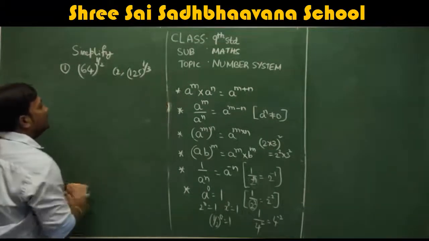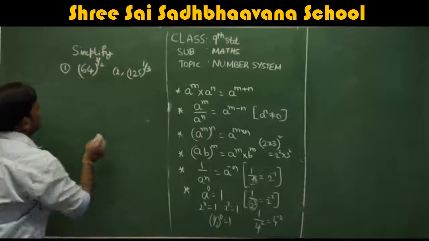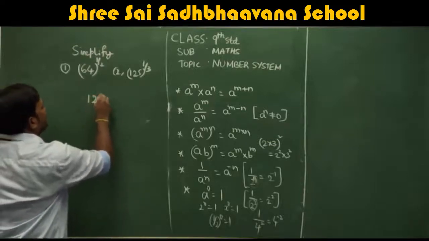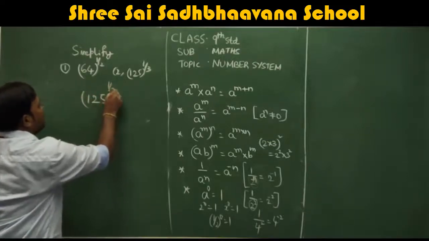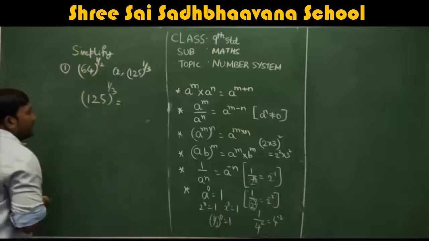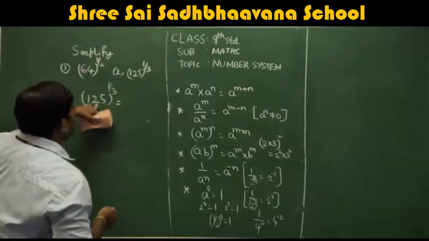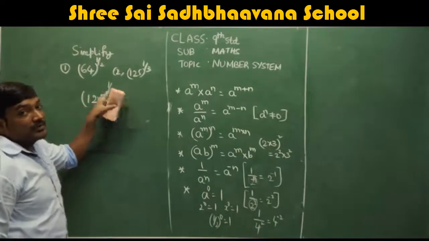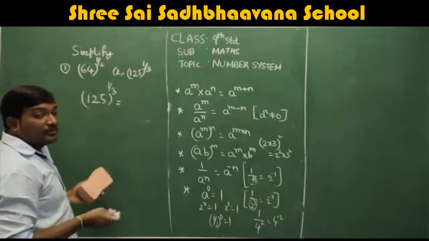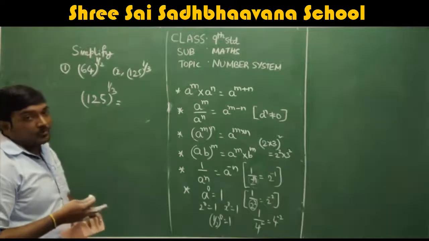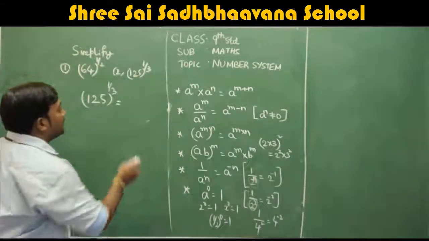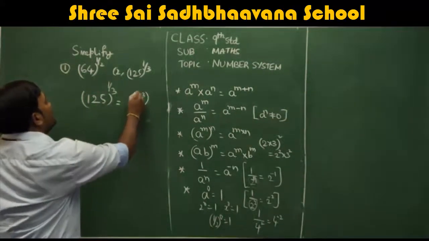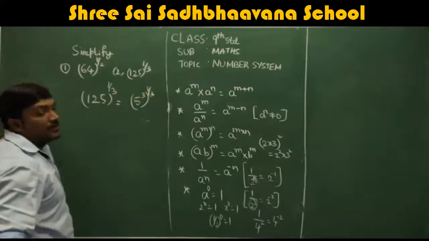Next sum is 125 whole power 1 by 3. As I told just now, related to taking the power here, 125 is the cube we have taken. There we have taken a square to cancel easily. Here a cube is there, so go with cube. 5 5s are 25, 25 5s are 125. So take this as 5 cube whole power 1 by 3.